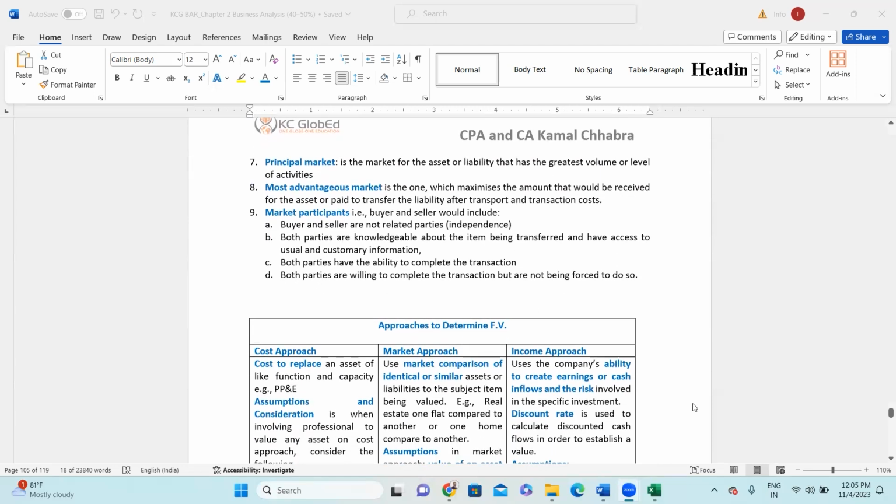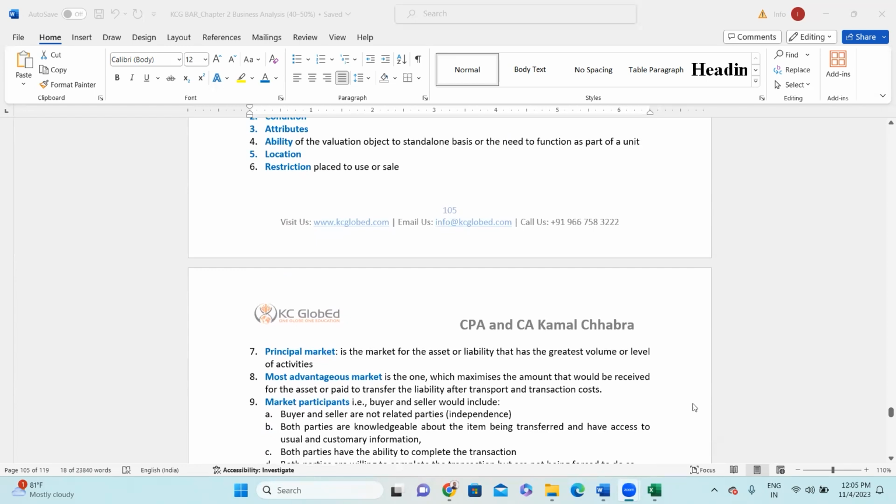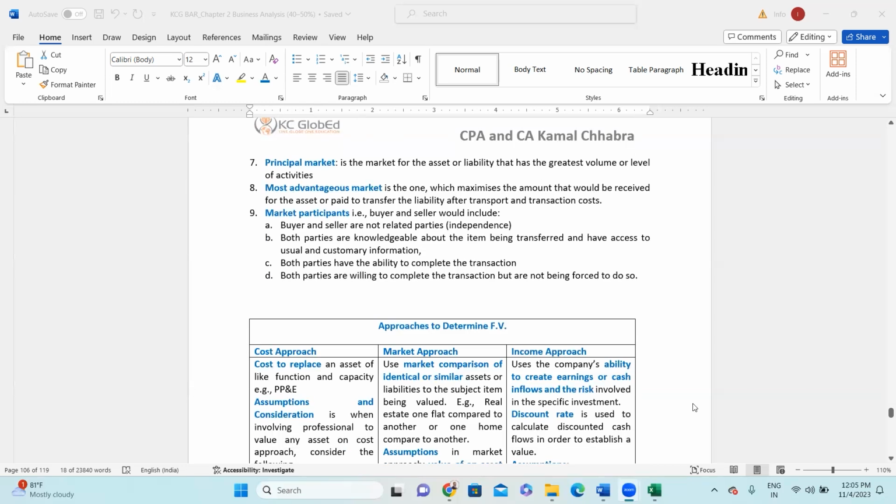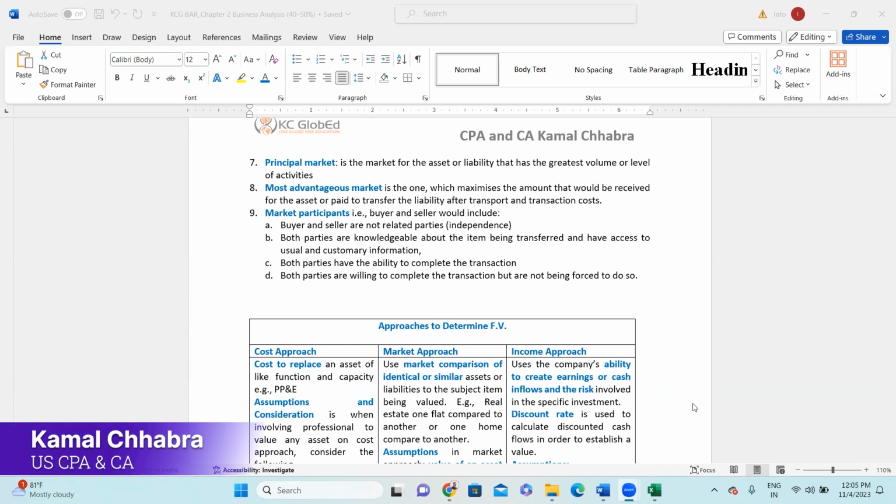Next one is principal market. Any doubt on restriction? So far, so good? Yes, sir. The next one is principal market. The principal market is the market for assets and liabilities that has the greatest volume and level of activity. So the principal market is basically the market for any particular product or service which you have for your organization, or maybe the security which you have for investment purposes, in which stock exchange it is being traded the most. That exchange is called the principal marketplace for the stock. In the case of inventory, the market in which most of the trade happens for the respective category of item is called the principal market.